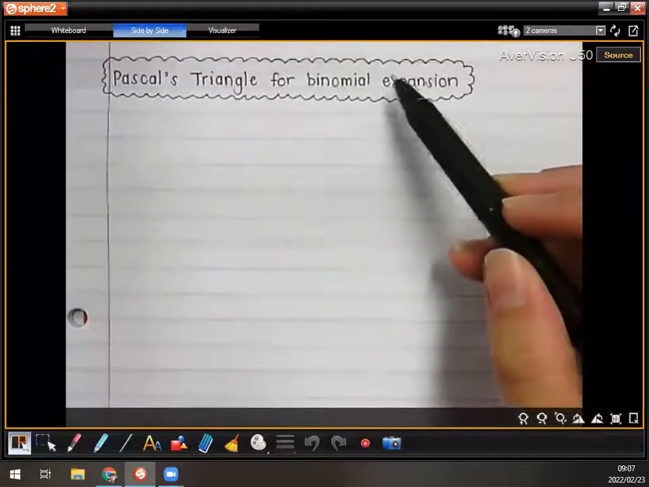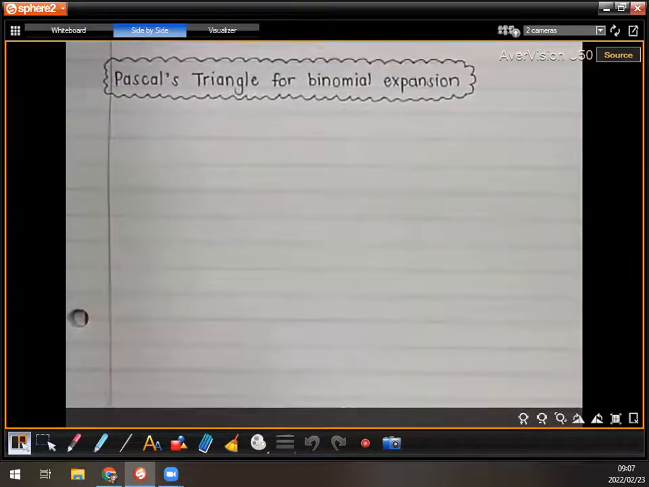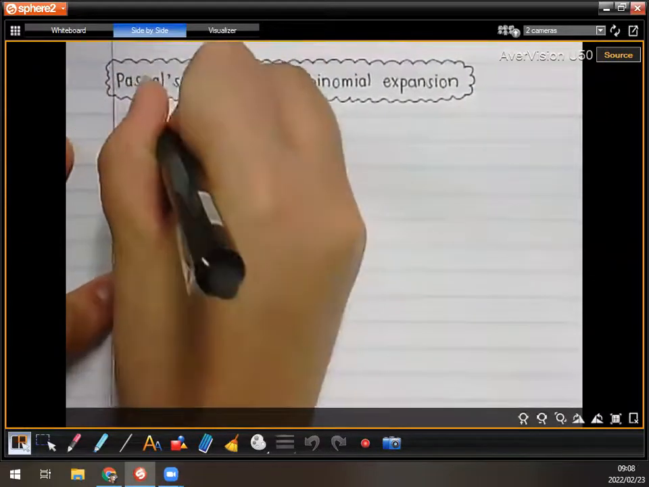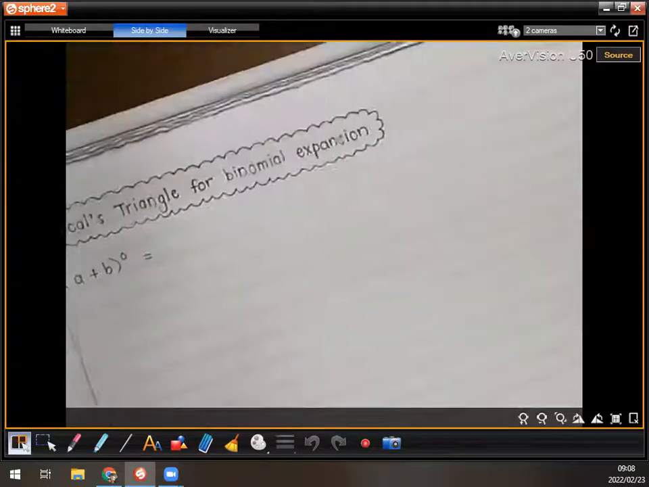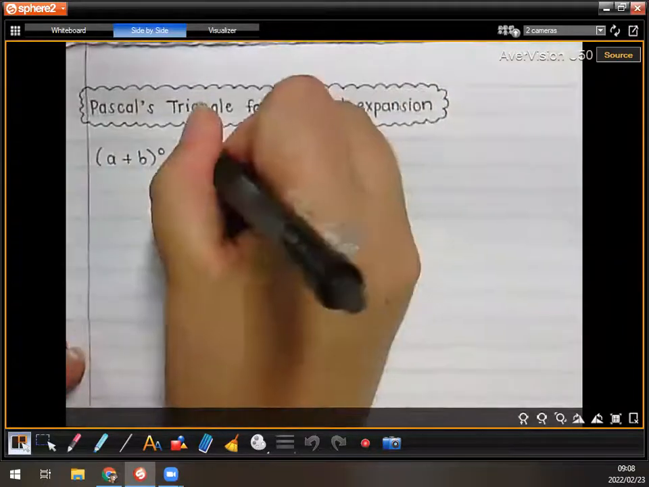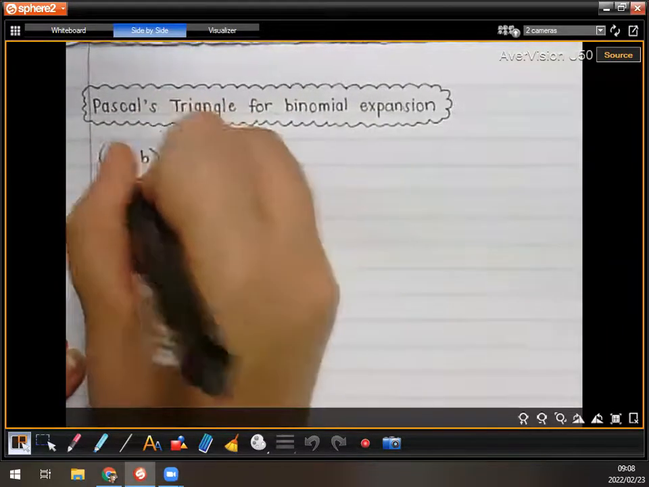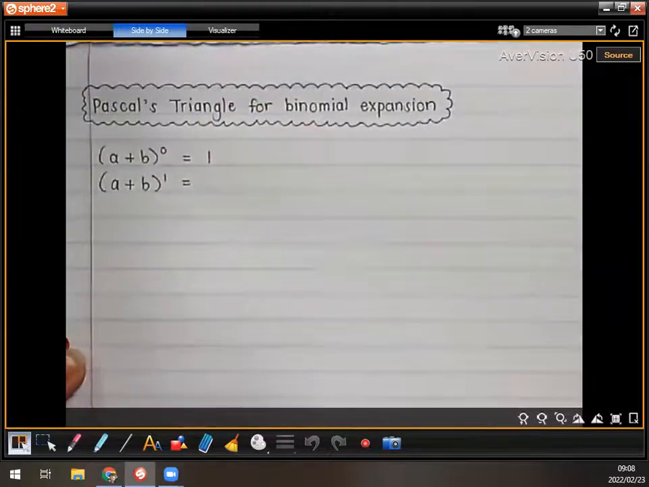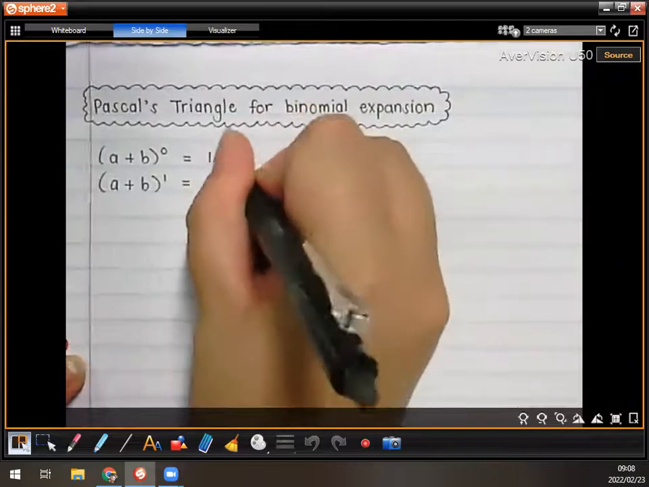So binomial expansion, that is when you have a binomial to the power of 2, to the power of 3, to the power of 4, and so on. But what if you have a binomial to the power of 0? What's that? 1. And then if you have that same binomial to the power of 1, what's that? A plus b.